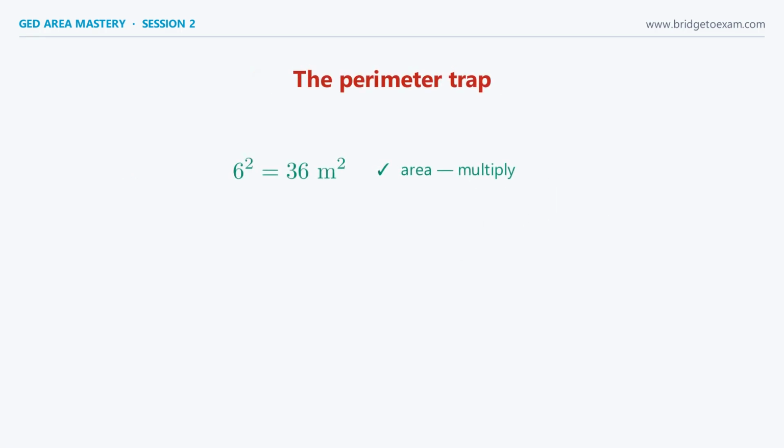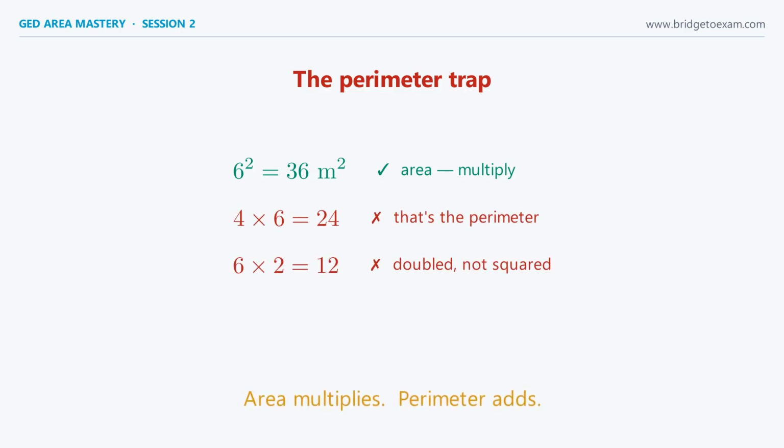Here's the trap. For that 6-meter square, watch for 24. That's the perimeter, 4 times 6. And watch for 12, from doubling the side instead of squaring it. Squaring means 6 times 6. For a rectangle, 8 plus 5 is 13, the start of a perimeter, not an area. Area multiplies, perimeter adds.